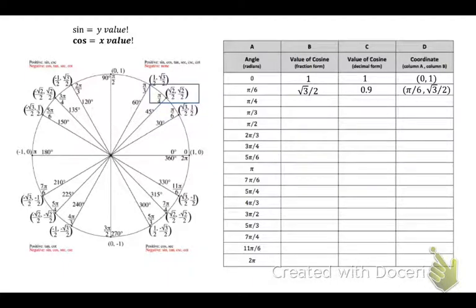We go to pi over 4. The x value there is the square root of 2 over 2. As a decimal, that's about 0.7. And the point there is pi over 4, square root of 2 over 2. Go to pi over 3. Now the x value there is 1/2. So the value of cosine there is 1/2. As a decimal, that's 0.5. And the coordinate is pi over 3, 1/2. Then if we go to pi over 2, the value of cosine there is 0, because the x value is 0. As a decimal, 0 is 0. And then our point is pi over 2, 0.